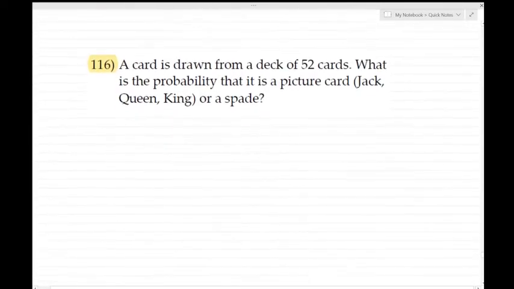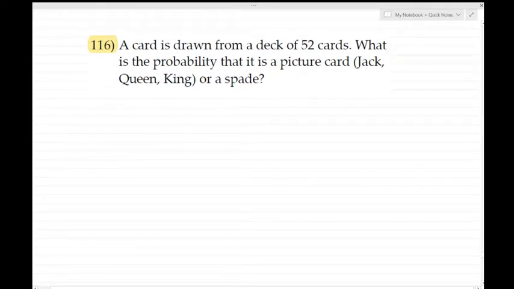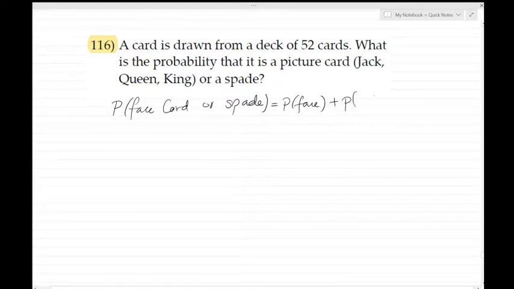Okay. Next, a card is drawn from a deck of 52 cards. What is the probability that it is a picture card, Jack, Queen, or King, or a spade? Once again, think. Can a picture card be a spade? And the answer is yes, right? So they are not mutually exclusive. So the probability of A, which is face card, or a spade, is going to be the probability of a face card plus the probability of a spade minus the probability that it is both.